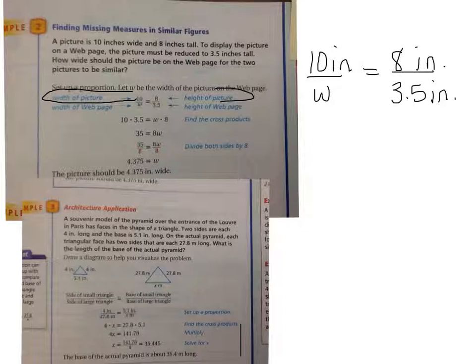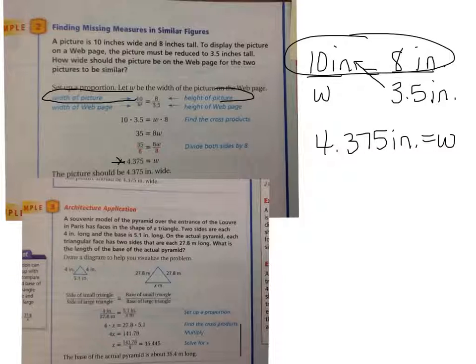So now we can use cross multiplication to figure it out. So we're going to go 3.5 times 10, 35, divided by 8, and it tells you right here what it is. It's going to be 4.375 inches equals the width of the picture on the web page. So when you set the proportions up, you need to make sure that you're lining these up. Original across the top. The reduced size is going to go on the bottom, the web page. You have to make sure that they're lined up correctly.